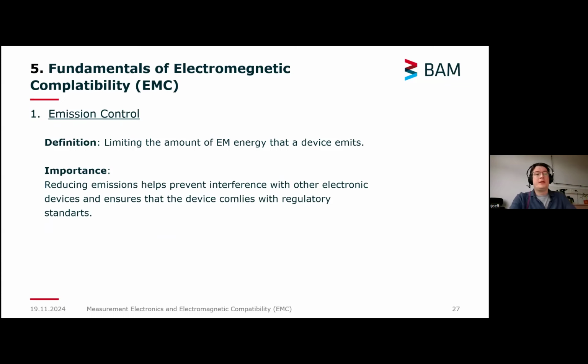In detail, the limiting amount of the electromagnetic energy that the device emits is part of the emission control, as I said already. And the most important thing about this is reducing the emission to interfere with other electronic devices. And also you have to be inside some standards, you have to be in those standards.